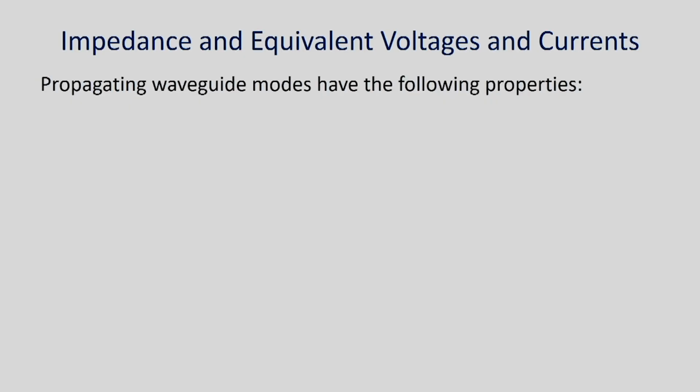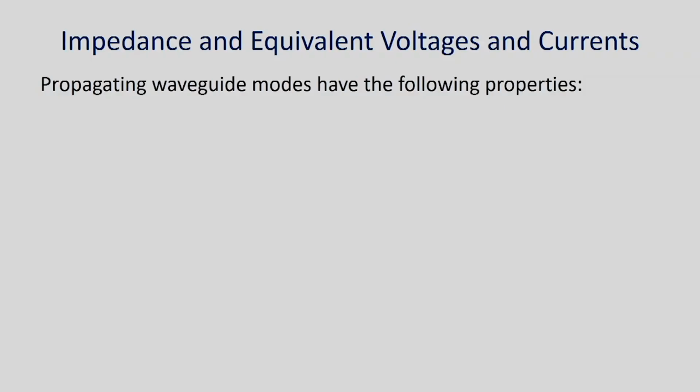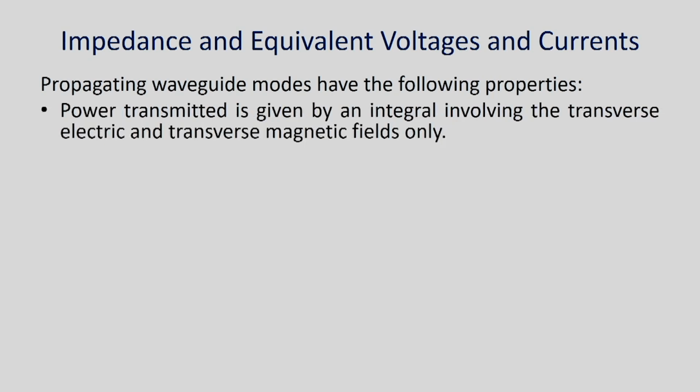Now, next is how we can actually introduce equivalent voltages and currents in this type of waveguiding systems. So, we note the following properties of the propagating modes in a waveguide. The power transmitted is given by an integral involving the transverse electric and magnetic fields only. So, when it comes to computation of power inside a waveguide mode, it essentially involves the transverse electric and magnetic fields.